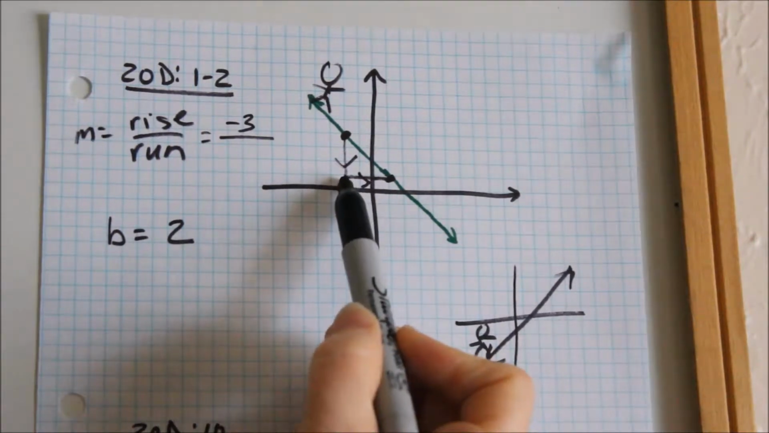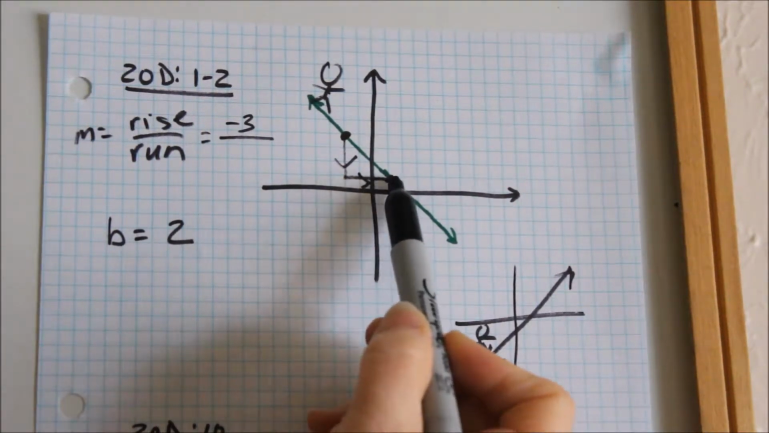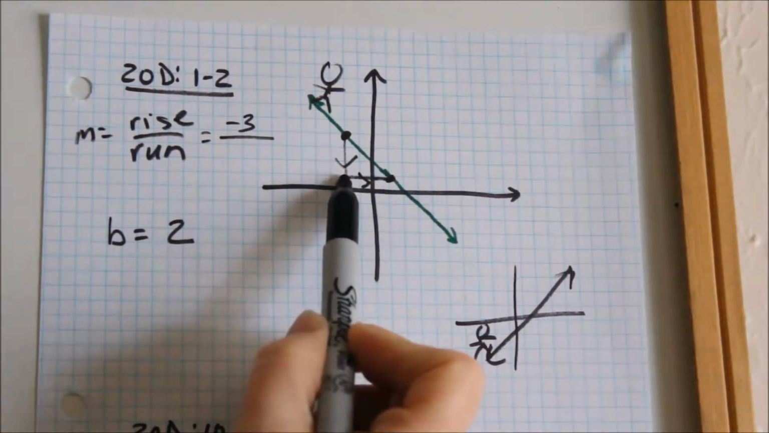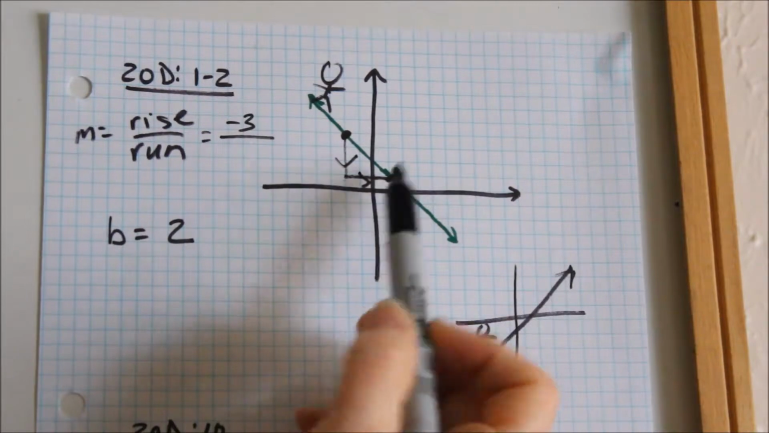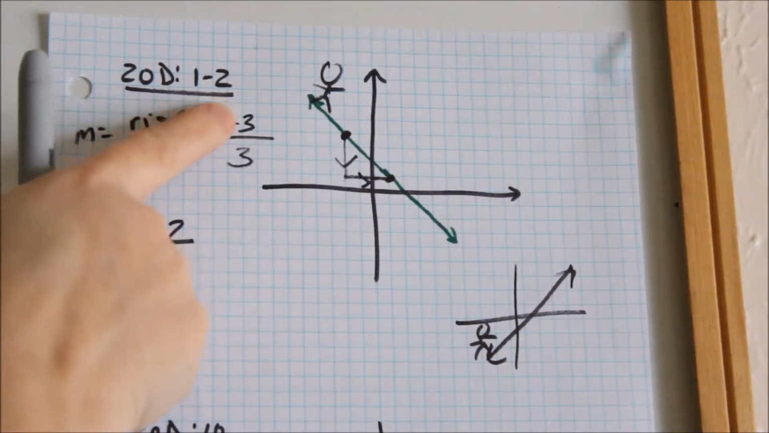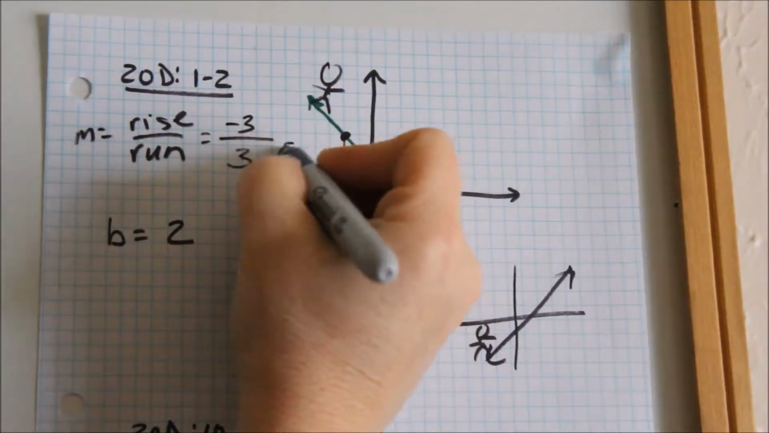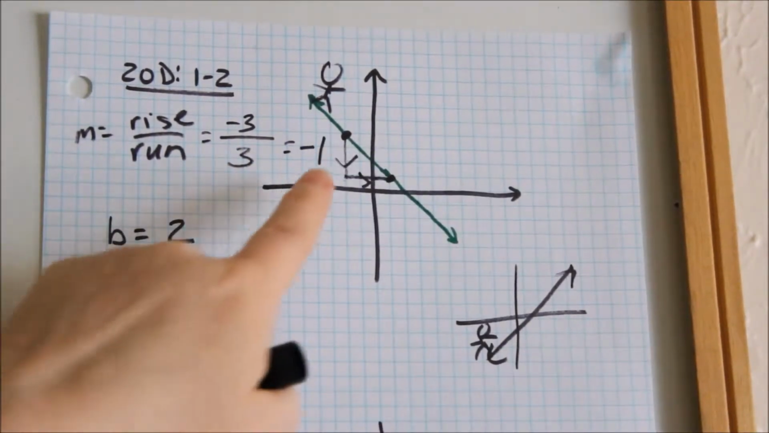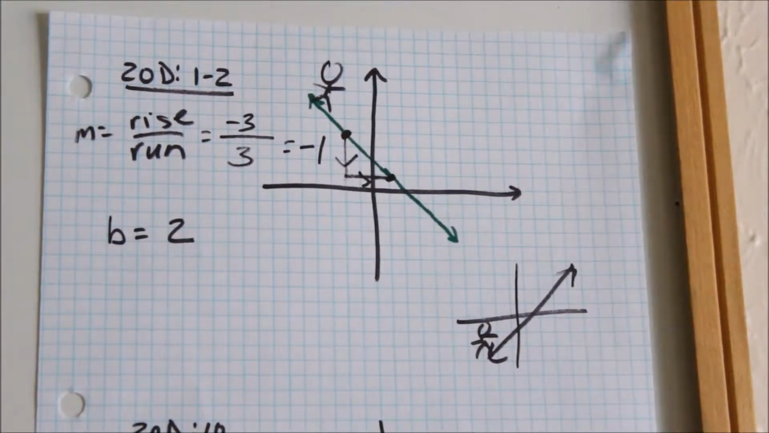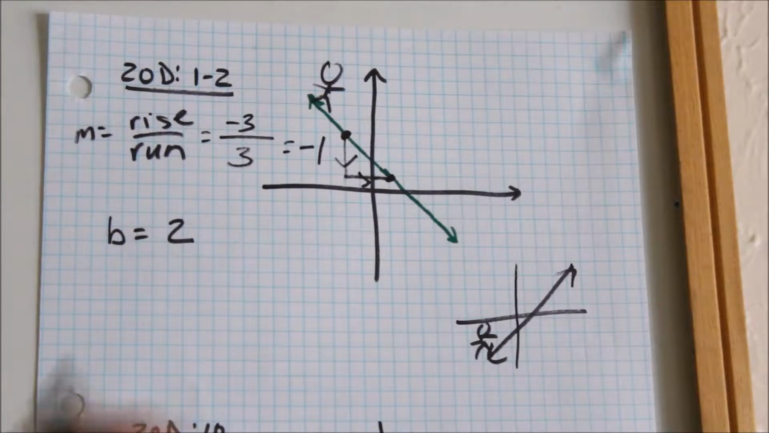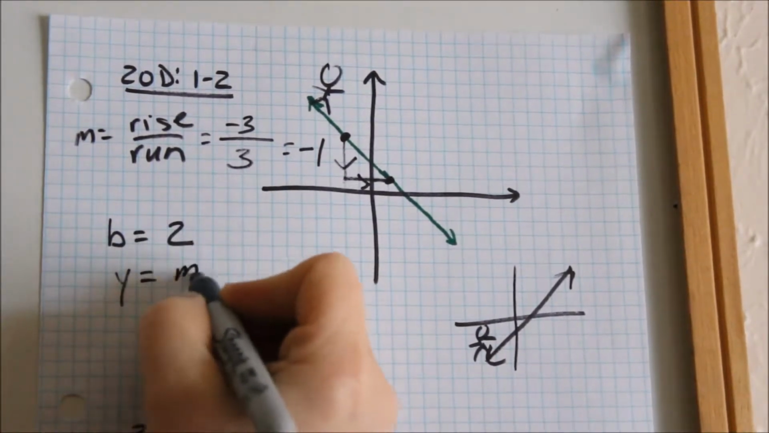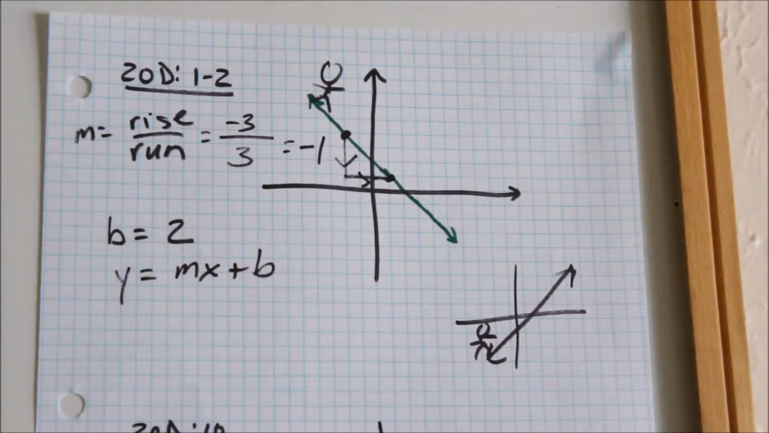And then my run, going to the right on a graph, is positive in my x direction, and going to the left is negative. So if I start here and then I count the lines, 1, 2, 3, I traveled in a positive 3 direction. A -3 divided by a positive 3 is a -1. So my slope is -1. My y-intercept is 2. They don't ask you to do this, but if I wanted to write an equation for that line in y equals mx plus b format, the general equation of a line is y equals mx plus b.